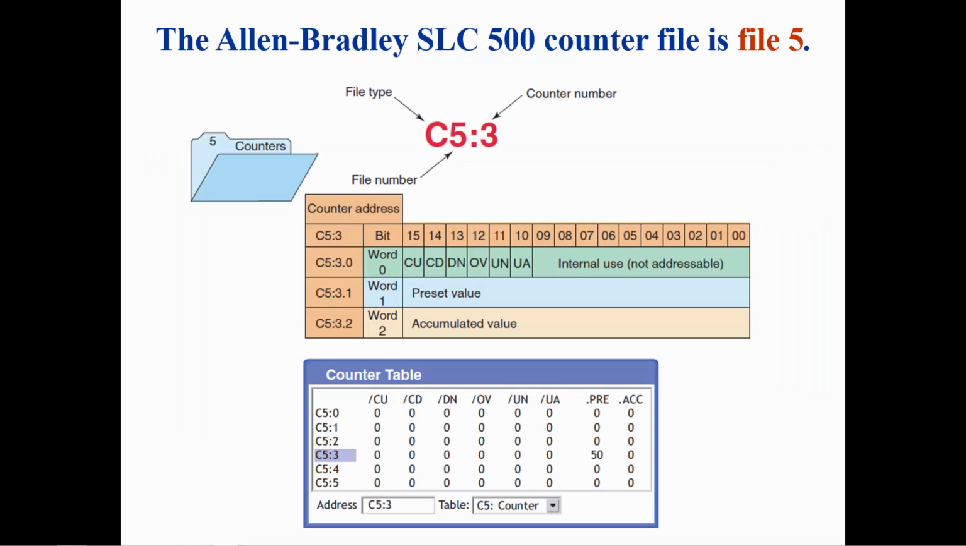The counter instructions for the Allen Bradley SLC 500 use data file 5. The file type is C. The address of the counters will start with C5:, followed by a unique integer for each counter. Each counter requires 3 16-bit words. Word 0 contains the status bits.